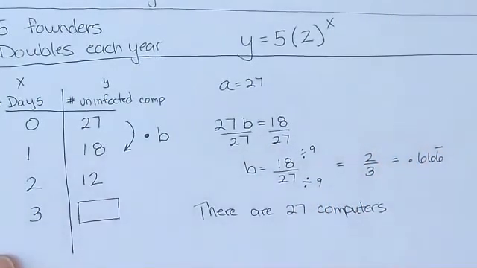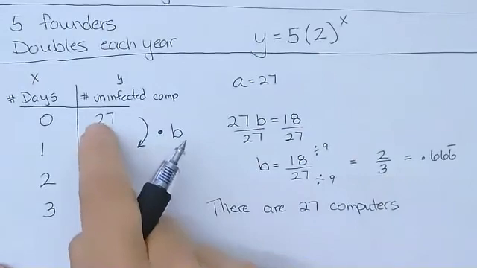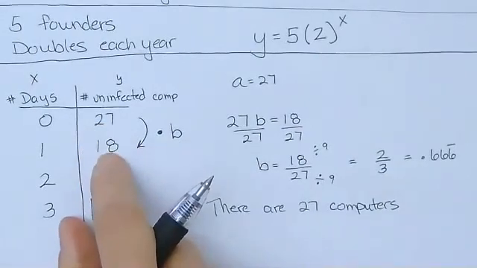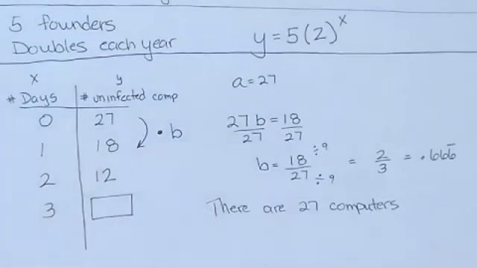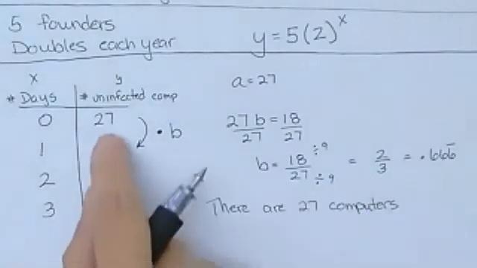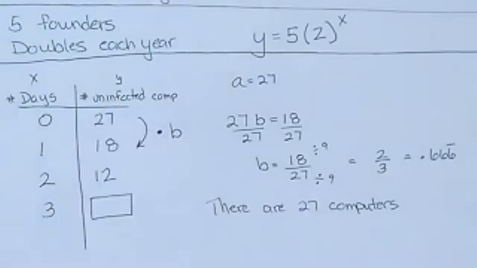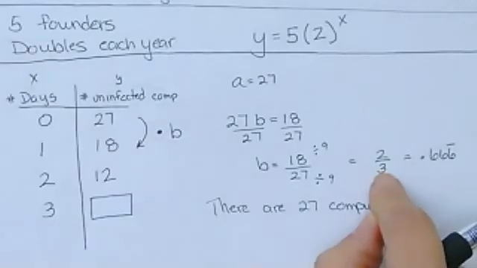Okay. Now the second question is a little tricky. My value B is 2/3. That means start with 27. The next day, 2/3 of our computers are still good. The next day, 2/3 of those are still good. But the question isn't asking how many of the computers are remaining unaffected. The question is asking how many are getting infected. So if 2/3 of them are remaining uninfected, how many are actually getting infected?